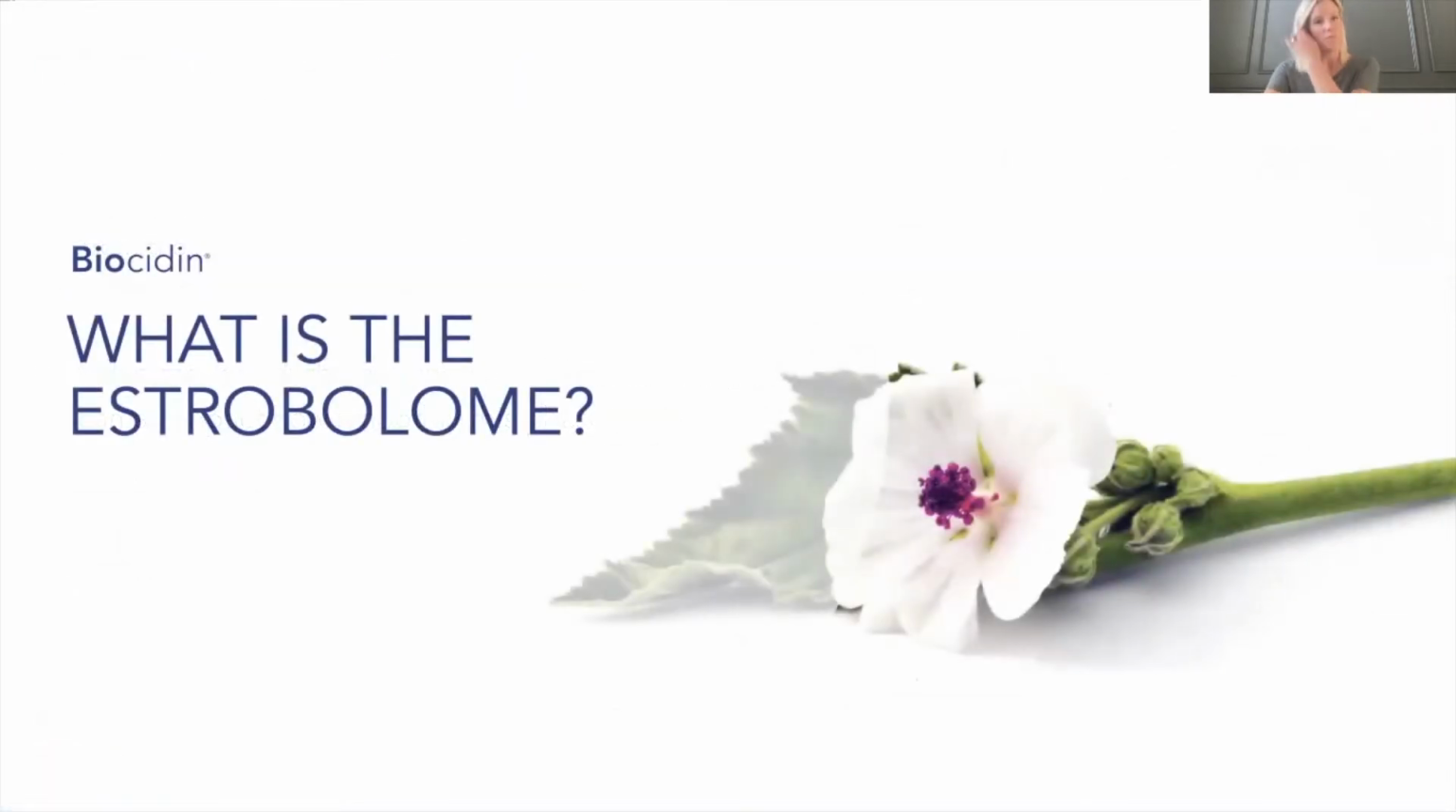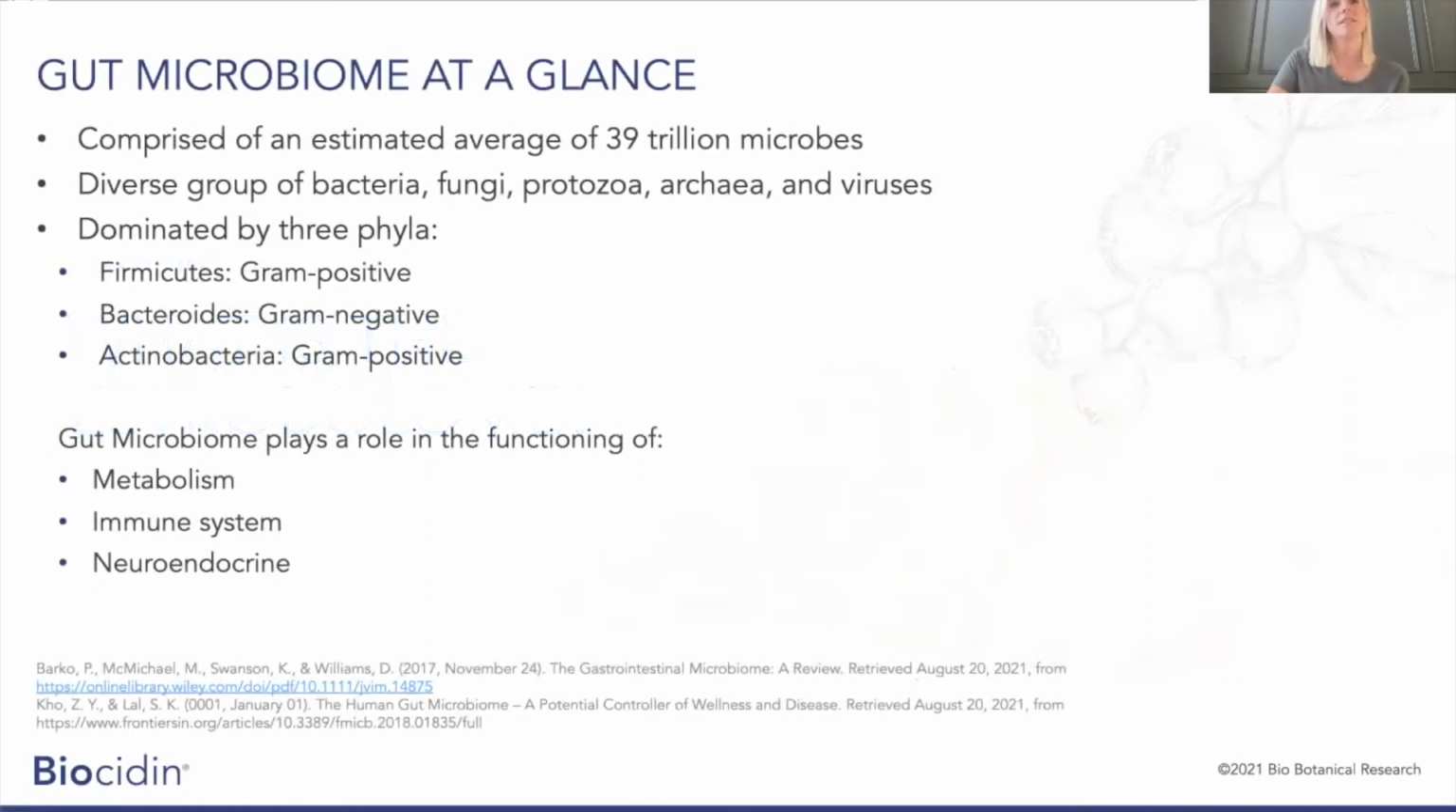So what is the estrobolome? The estrobolome is part of the gut microbiome, and so I thought we'd talk about the gut microbiome initially at a glance. Our gut microbiome is composed of an average of 39 trillion microbes. I always tell my patients there are more microbes there than there are stars in the Milky Way, which just blows my mind. It's a diverse group of bacteria, fungi, protozoa, archaea, and different viruses, and is dominated by 3 different phyla: the gram-positive Firmicutes, the gram-negative Bacteroidetes, and the gram-positive Actinobacteria.